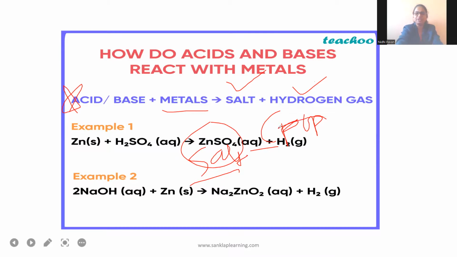Then the hydrogen gas. Similarly, when zinc reacts with a base like sodium hydroxide, the salt formed is called sodium zincate, which will be soluble in water. So it will be in the form of aqueous solution, with the liberation of hydrogen gas. So when both acid and base react with the metal, the products formed are salt and hydrogen gas. Regarding the activity, we will discuss it in the next session.